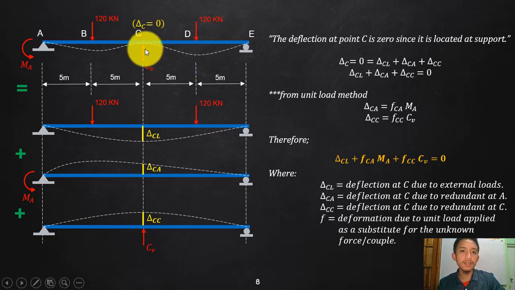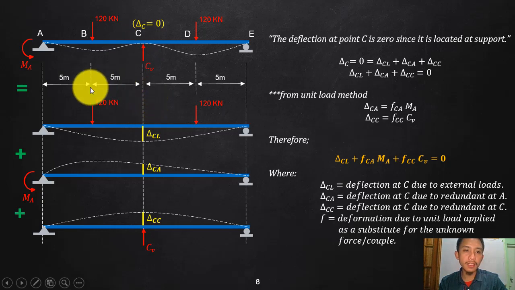So at point C, where that redundant CV is applied or released, even if that is released, if you go back to the original indeterminate structure, there should still be no deflection, or zero deflection, because there is a roller there originally. So that is where I will create my second compatibility equation. Again, the deflection at point C should be 0 since that is located at a support.